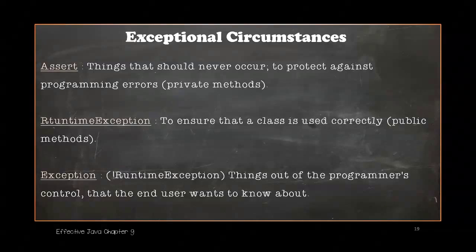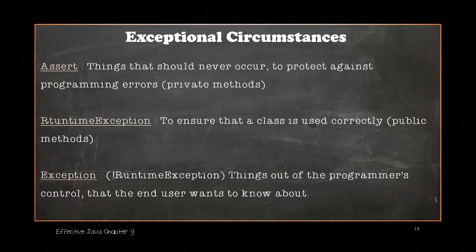And this is to ensure that a class is used correctly, public methods. The difference between a runtime exception and a regular exception in Java is runtimes are uncaught. You don't have to catch a runtime exception. They're not necessarily thrown. Whereas exceptions are thrown up the tree, runtime exceptions aren't.